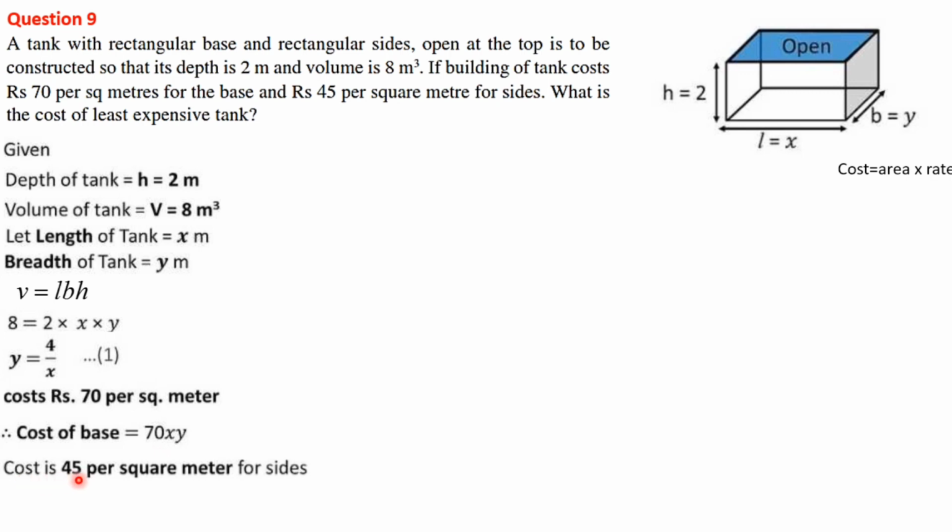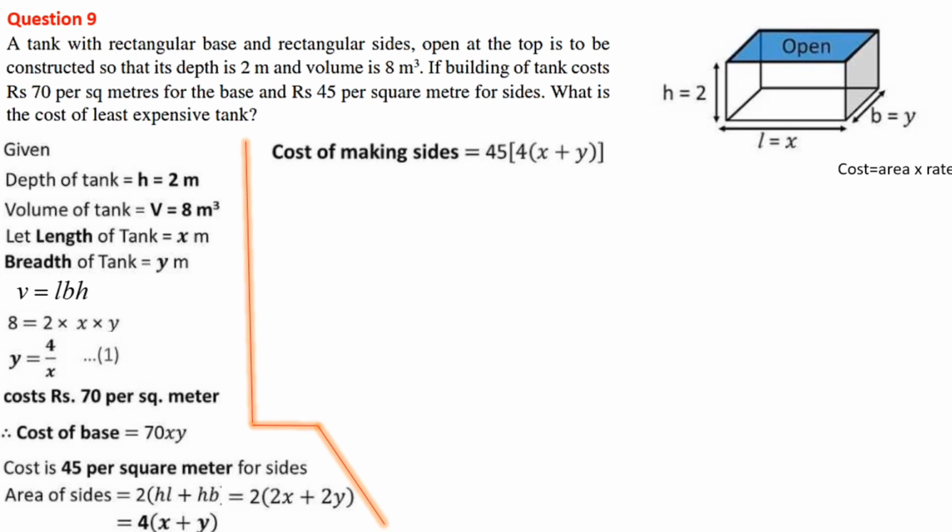Then cost is rupees 45 per square meter for the sides. Then area of sides. Area of sides means, as I mentioned before, area of 4 walls. This is the 4 walls. Area of the 4 walls of the room, there is a formula 2 into HL plus HB, or 2H into L plus B, we have studied in smaller classes. Here I am taking H together. 2H into L plus B, direct formula. Then here H is 2, L is x and breadth is y. So 2 into 2 into x plus y. Then from here if you take 2 outside, 2 into 2 is 4 into x plus y it is coming.